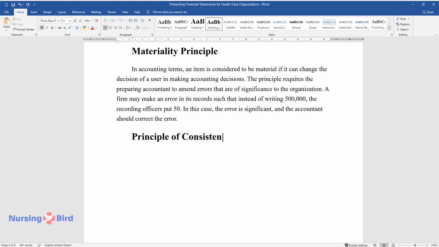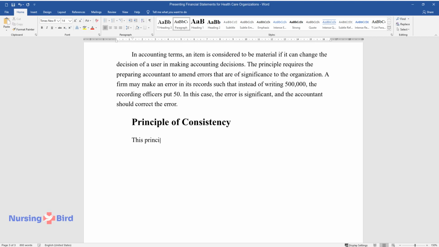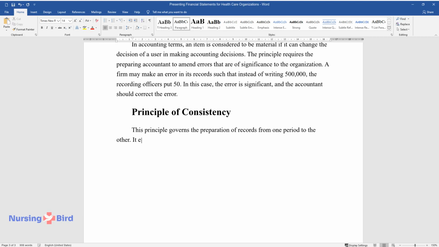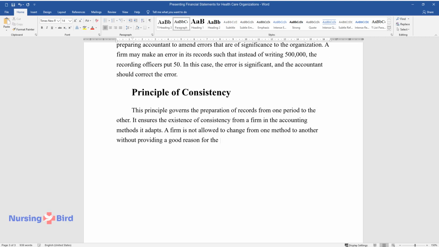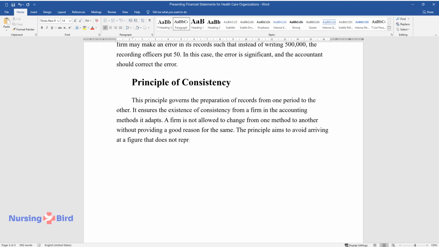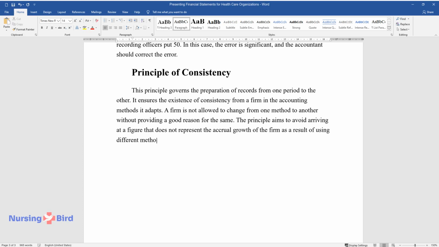Principle of consistency. This principle governs the preparation of records from one period to the other. It ensures the existence of consistency in the accounting methods a firm adopts. A firm is not allowed to change from one method to another without providing a good reason for the same. The principle aims to avoid arriving at a figure that does not represent the actual growth of the firm as a result of using different methods of accounting.